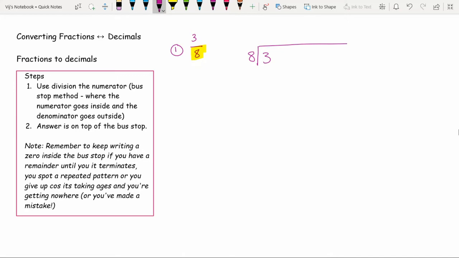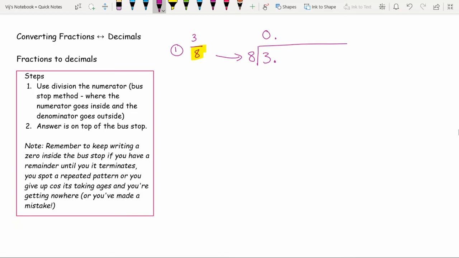From this, on its face value, we know that 8 doesn't go into 3, so it's definitely going to end up as a 0-point number. One thing worth bearing in mind is that when you've got a proper fraction, where your numerator is smaller than your denominator, your number is always going to be 0 point something. So here 8's don't go into 3, so we write a 0. Typically you might write a remainder of 3, but when converting to decimals, we don't write any remainder.